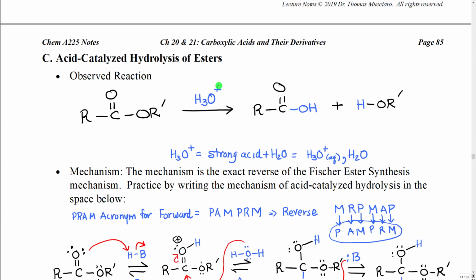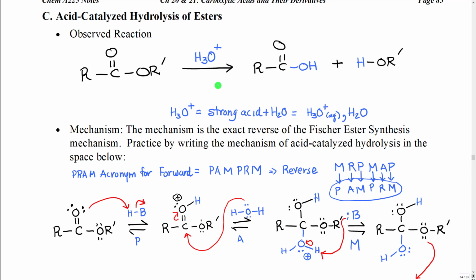We can take advantage of the fact that this is an equilibrium to break the ester apart under roughly the same conditions. To do this, what we do is we start with the ester, we add a strong acid catalyst, and we add a significant amount of water. So we essentially add aqueous hydronium. Hydronium then is a strong acid plus water. We could write it hydronium aqueous plus water if we wanted to.